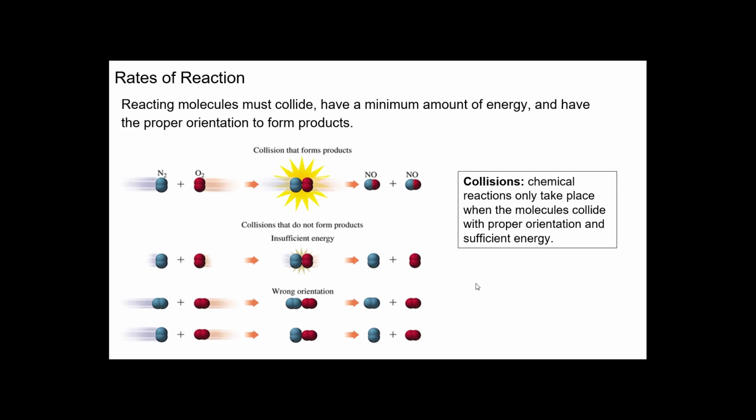So the first thing we need to cover is collisions. Let's talk about collision theory. Collision theory is that for a reaction to occur, the molecules of the reactants need to come into contact with each other. So they have to get near each other in order for something to occur. A reaction takes place only when molecules collide with proper orientation and sufficient energy. So collisions occur all the time, but only a few lead to the formation of a product.